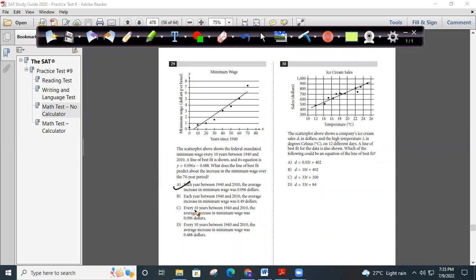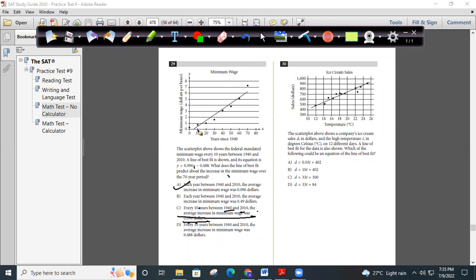But people might have a concern: why can't C be the answer? Because most of you will answer C for this question. Here, brain is more important than by-hearting. The option says every 10 years between 1940 and 2010, the average increase in minimum wage was 0.096. You're saying that for 10 years the increase was $0.096, but I say per year it increases by 0.096. Suppose you say for 10 years, assume.